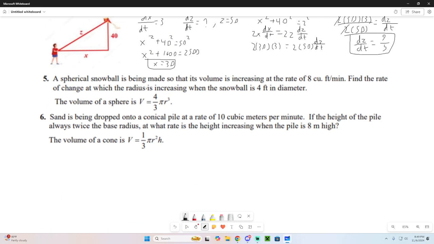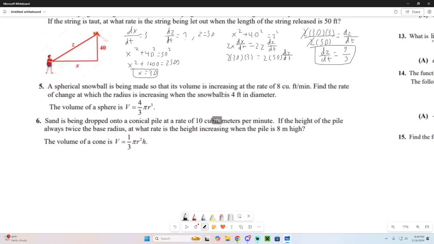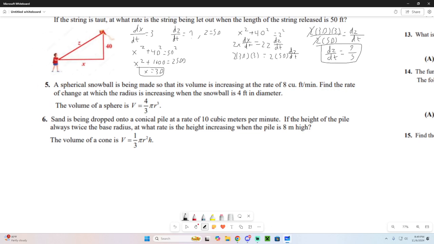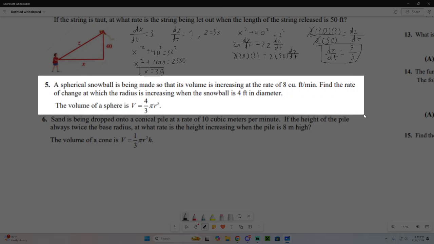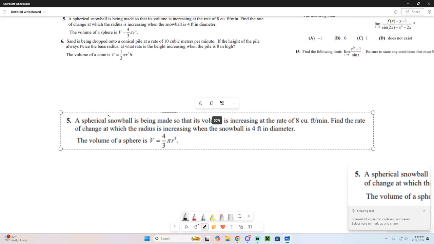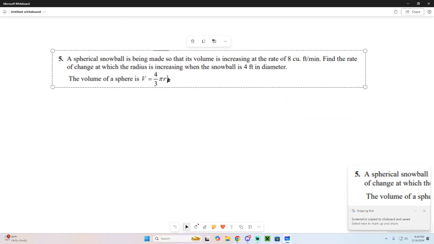Alright, a spherical snowball is being made, so the volume is increasing at a rate of 8 cubic feet per minute. Find the rate of change at which the radius is increasing when the snowball is 4 feet in diameter. So I'm going to copy that and paste it down here so we can get a little bit more room for this problem.